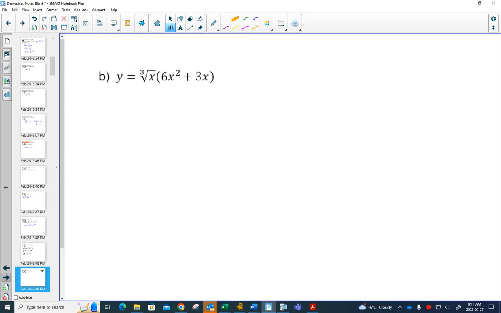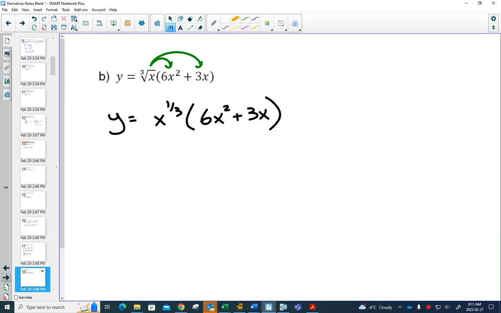Same thing here. Okay? I'm going to have to rewrite this in a form that I can do. Also, I could distribute this. So now I'm going to just take first the time to change this to 1/3. And now I'm going to imagine distributing this, and I have to remember my exponent rules. How do I multiply x to the 1/3 by 6x squared?